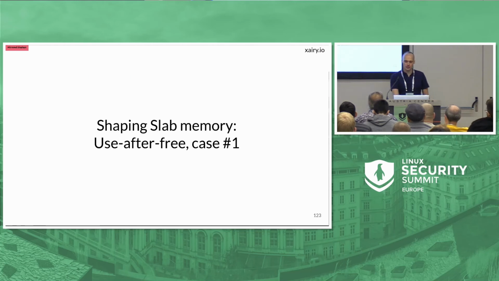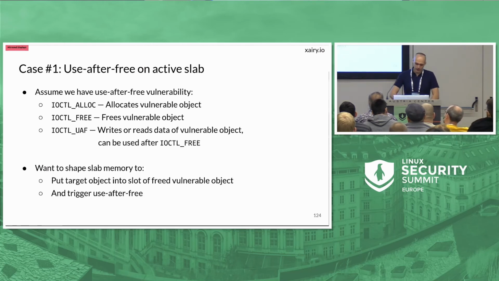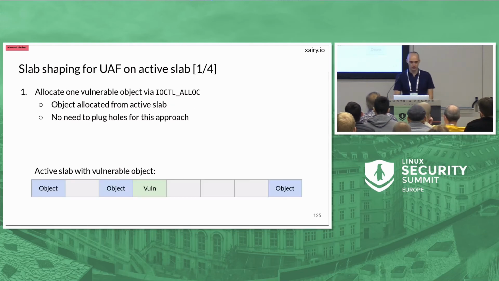And this is very, very useful for us for exploiting use-after-free bugs. So let's discuss the first case of exploiting use-after-free. Let's assume we have a simple use-after-free vulnerability. So at this point we have 3 ioctls. We have 1 to allocate a vulnerable object, 1 to free it, and 1 to access it. And this ioctl, use-after-free, can be used after the object was freed. So I assume we can call ioctl alloc, ioctl free, and ioctl use-after-free. And we want to shape slab memory to exploit this type of memory corruption, so we want to overwrite some kind of target object.